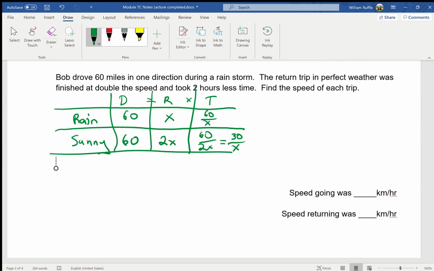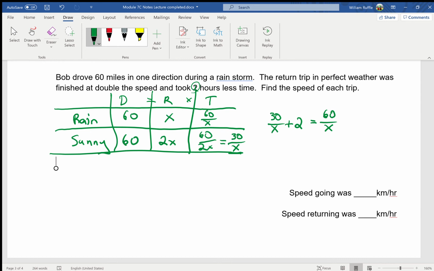Now, if we drive faster, that means it's going to take less time. Since there's a 2-hour time difference, this is the shorter time because this is when I was driving faster. So it's 30 over x, then I add the 2 hours, and that should be equal to the longer trip. Because in the rain, it's going to take longer. So I do the faster trip plus 2, since there's a 2 hours time difference, equals the longer time.